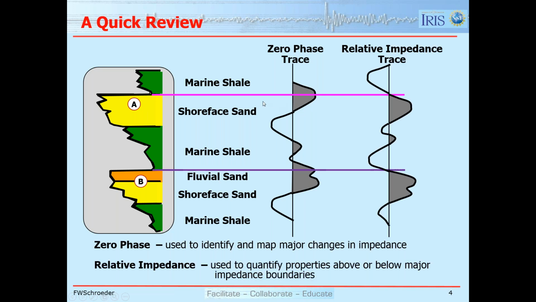What relative impedance does is it tries to give us peaks or troughs related to intervals that are associated with these boundaries. So on the relative impedance trace, we have a trough that's characterizing the marine shale above the purple or magenta boundary. We have a peak that's characterizing the upper part of this shore face sand, and so on and so forth. So zero phase is great for mapping major changes in impedance boundaries. The relative impedance is used more to try to quantify properties above or below one of these impedance boundaries.